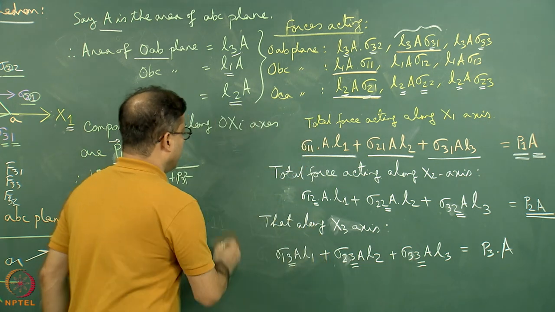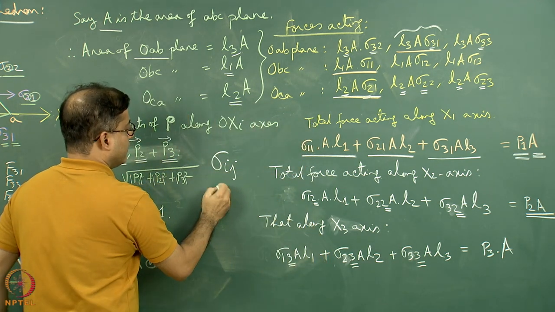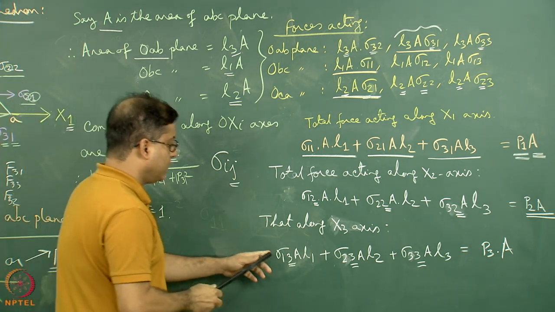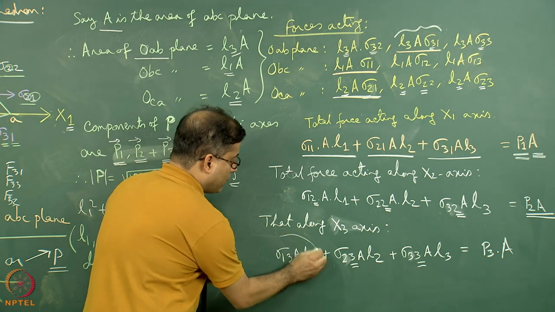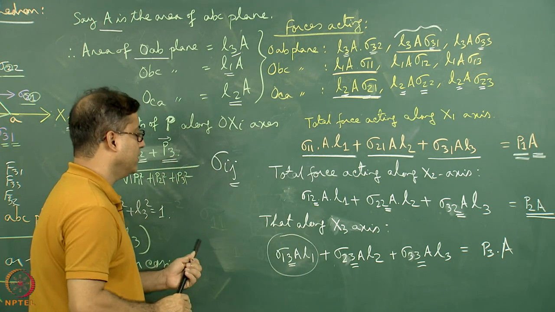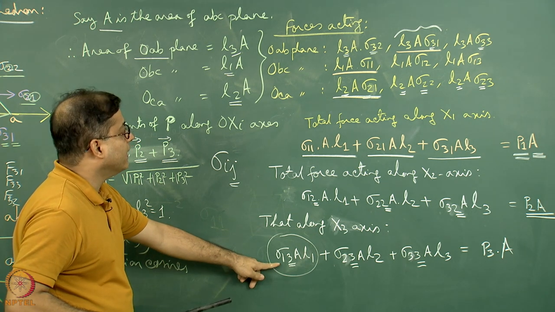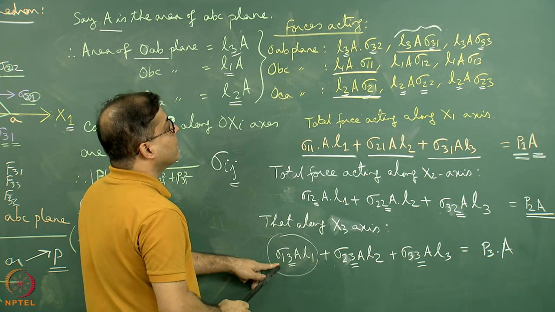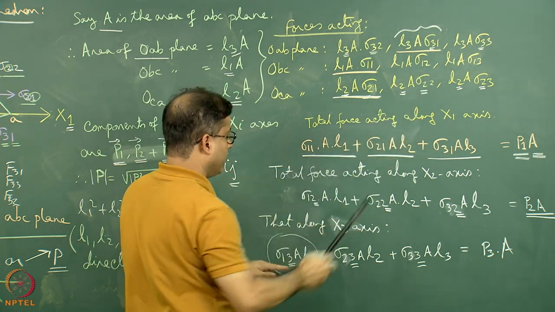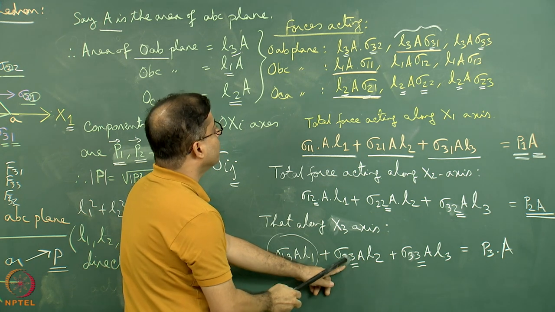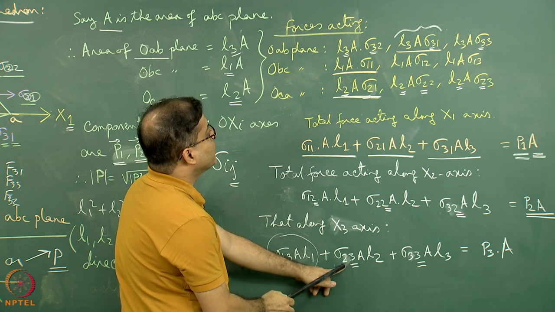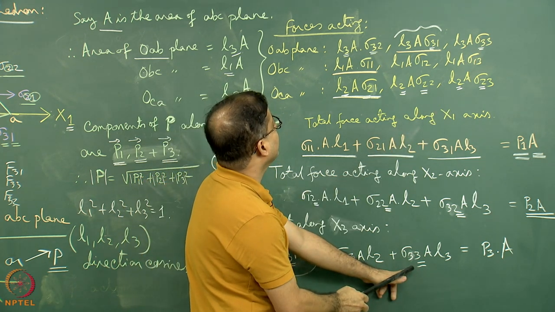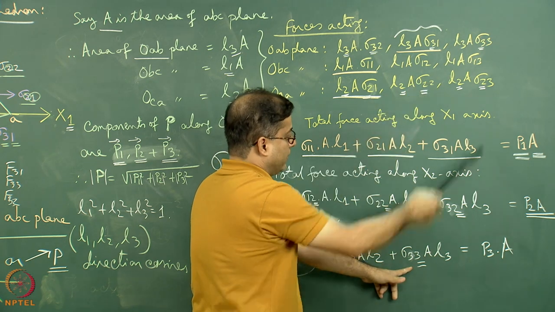And I told you already that when we write sigma ij, j means along the direction axis j the stress is acting. So here sigma 13 AL1 is the force that is acting along direction 3. Where did I get sigma 13 AL1? We are getting it from here. In this row we will get sigma 13 AL1, it is from here, plus sigma 23 AL2. Where do I get sigma 23 AL2? It is here, sigma 23 AL2, plus sigma 33 AL3. Where do I get it? Sigma 33 AL3 is over there.